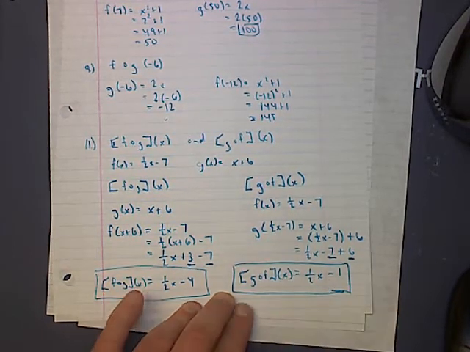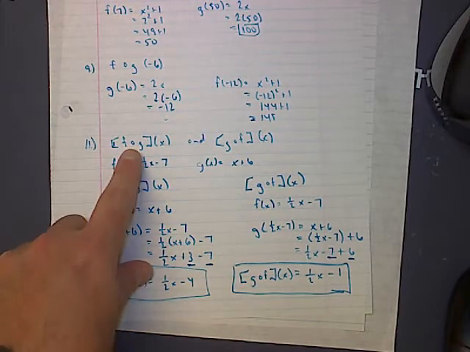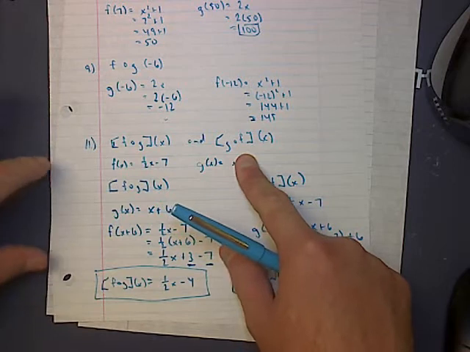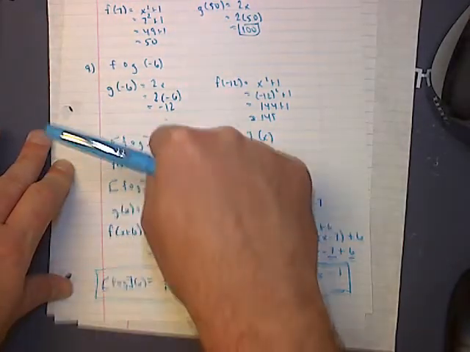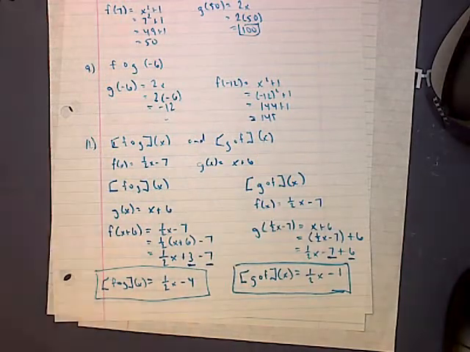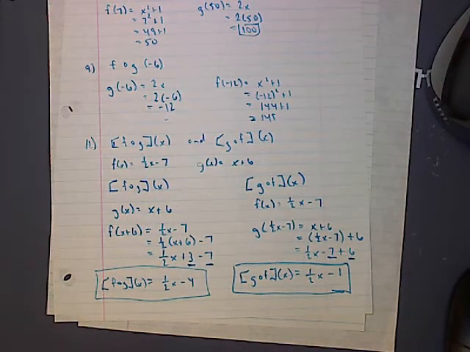So in this problem, they were asking you for two things. They were asking you for f of g of x and g of f of x. So the solution to this one is this one. The solution for this is this one. So you have two answers on this one.